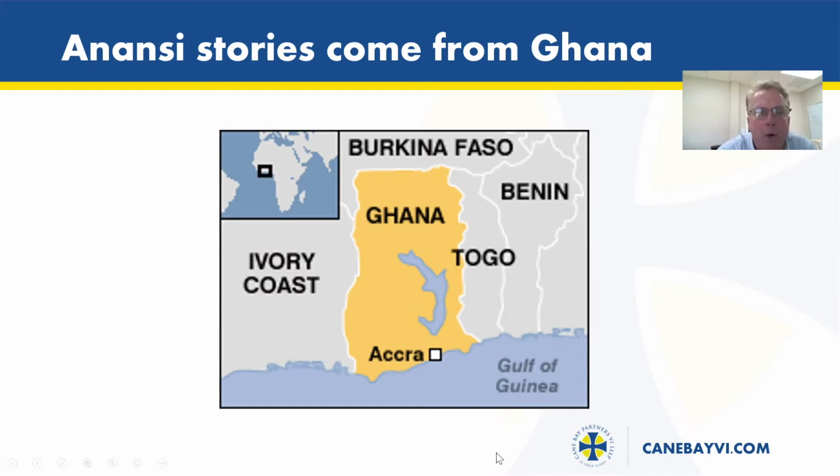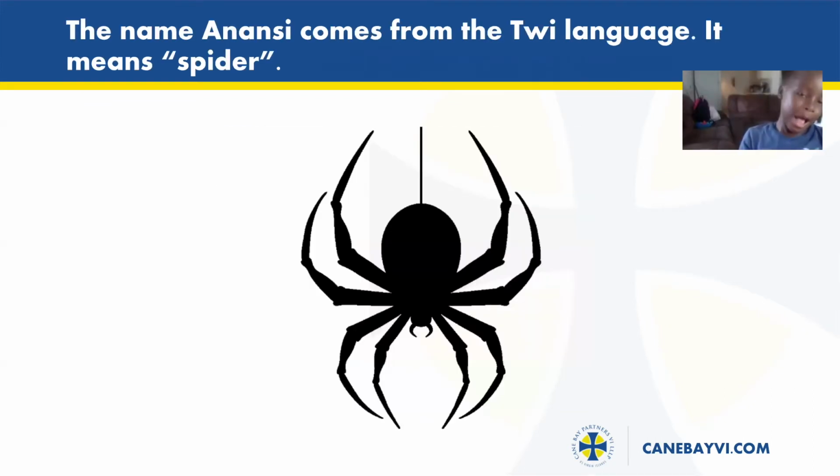All right. Does everybody know where this story comes from? So Anansi stories, there's several of them. From Ghana? Do you know where that is? Right in the middle. But you see that big piece of land that it's in? It's called Africa. And Ghana is a country in Africa. Yes, that's right. So the name Anansi comes from the Twi language. Twi means spider.